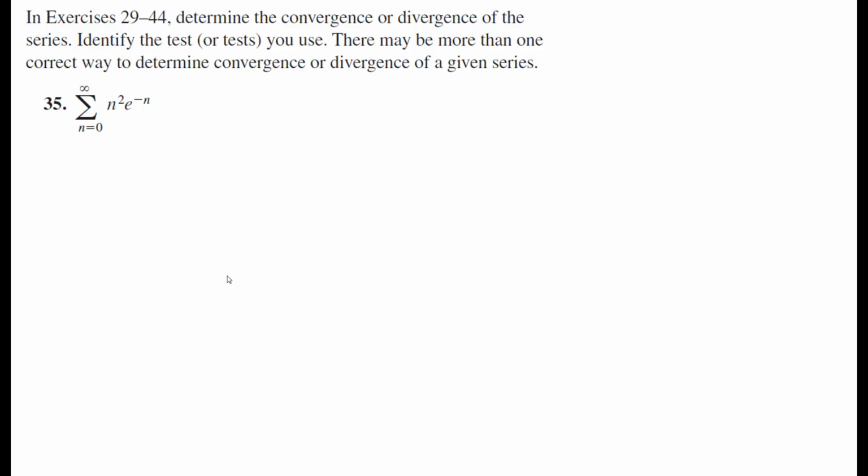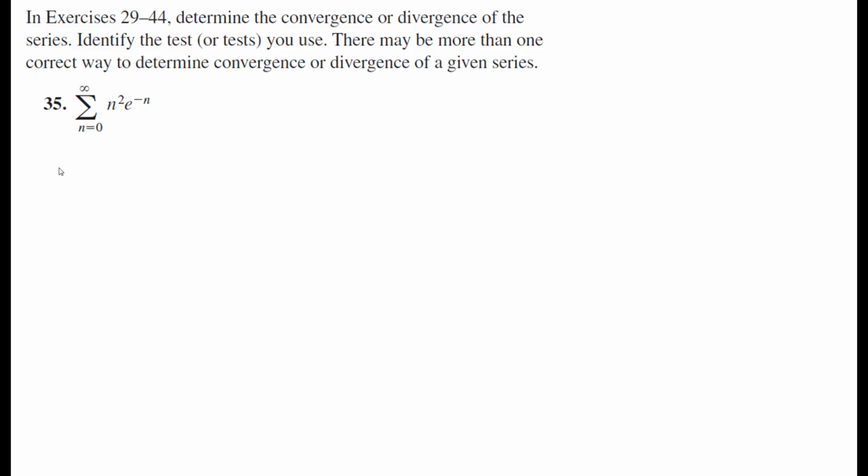Here's problem number 35. We're asked to find out if this converges or diverges. It's not a geometric series, so that's not going to do any good. Between n squared and e to the n, e to the n is going to win, and so this limit as n goes to infinity is going to be 0. So the nth term test for divergence isn't going to help us.